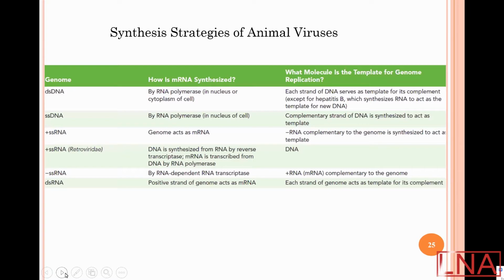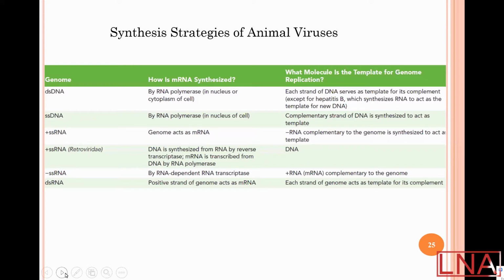Different kinds of genome have a very strong influence on the viral life cycle. Double-strand DNA viruses usually need specific polymerases; each strand of DNA serves as a template for its complement. And of course, it should produce RNA. The only exception here is hepatitis B, which synthesizes RNA to act as the template for new DNA.